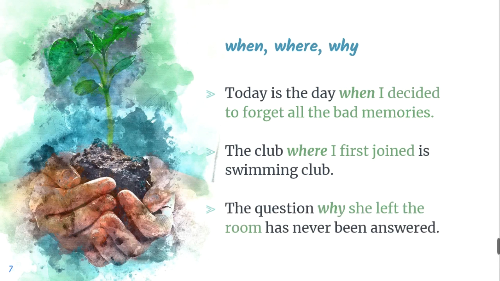The last example is the question why she left the room has never been answered. It is clear here that the dependent clause why she left the room refers to the question. So between the noun they modify and the pronoun used in the adjective clause, of course, there is a relation.